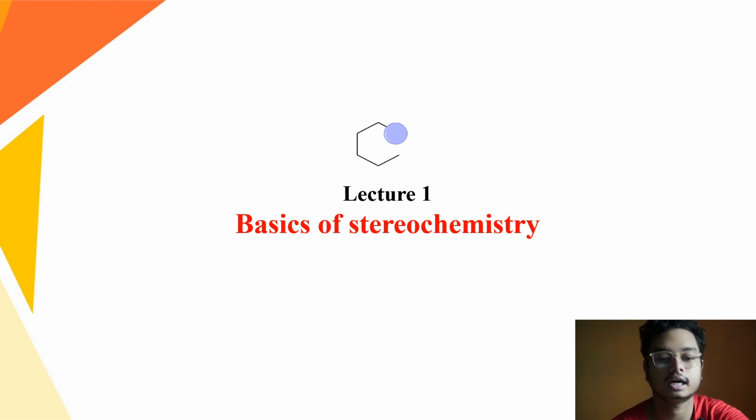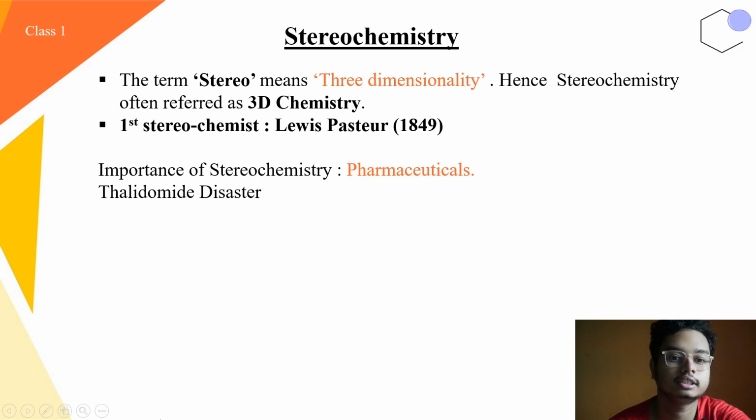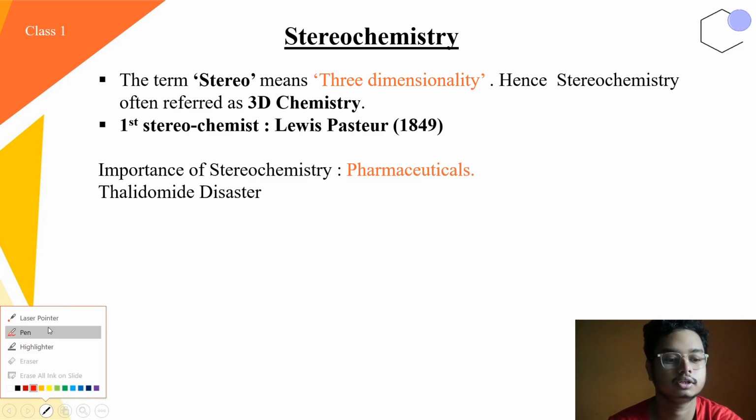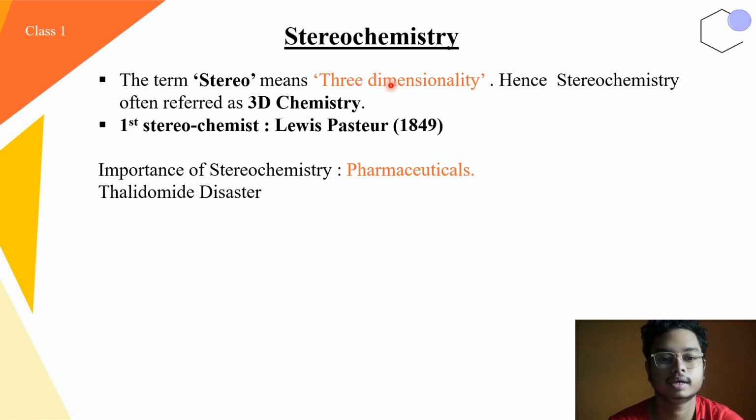So first of all, let's start with our basics. Stereochemistry. The term stereochemistry is mainly about the stereo part. Stereo means three-dimensional. Hence, stereochemistry is often referred to as 3D chemistry. And the first stereochemist is Louis Pasteur because of his tartaric acid work.